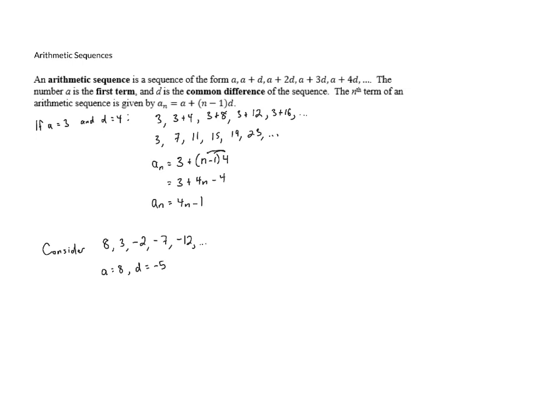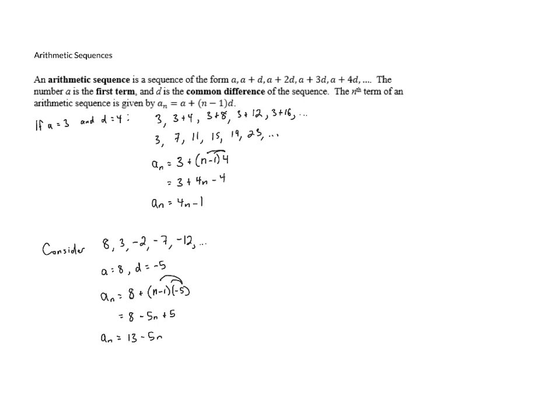If we wanted to know what the nth term of this sequence would be, we can use the formula a sub n equals a, which in this case is 8, plus n minus 1 times d, which is negative 5. When we distribute that negative 5, we've got 8 minus 5n plus 5. And then when we combine like terms, we get 13 minus 5n. So if we wanted to know, for example, what the 50th term was, we could just substitute in 50 for n, and we would have our answer.